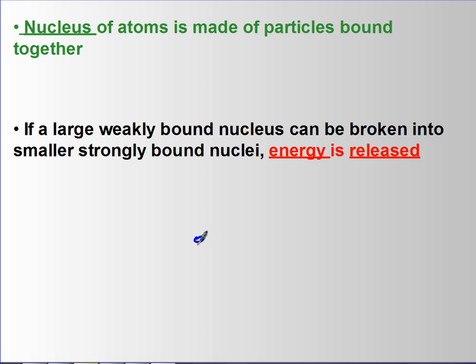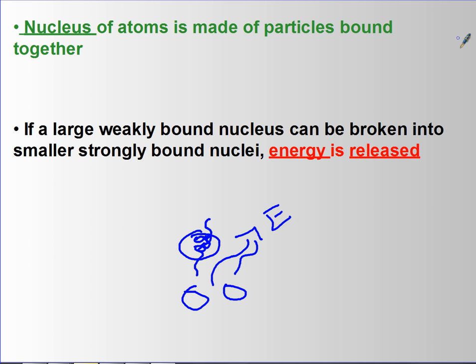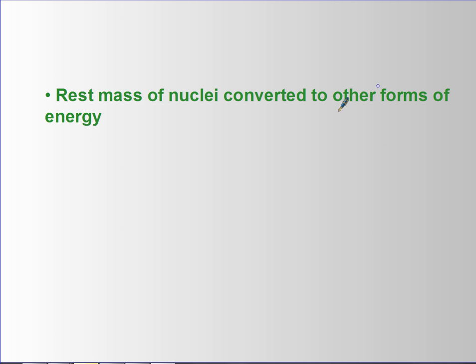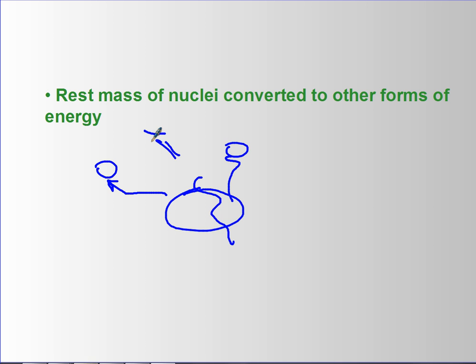Remember, the nucleus is made up of tightly bound particles. If some of these are weak, then it can break apart, and then you get energy out. You know where we're going with this. We call this the rest mass of the nucleus. And what happens when you break the nucleus up and you wind up with two daughter particles, you get out a good deal of energy, and this energy is your rest mass.